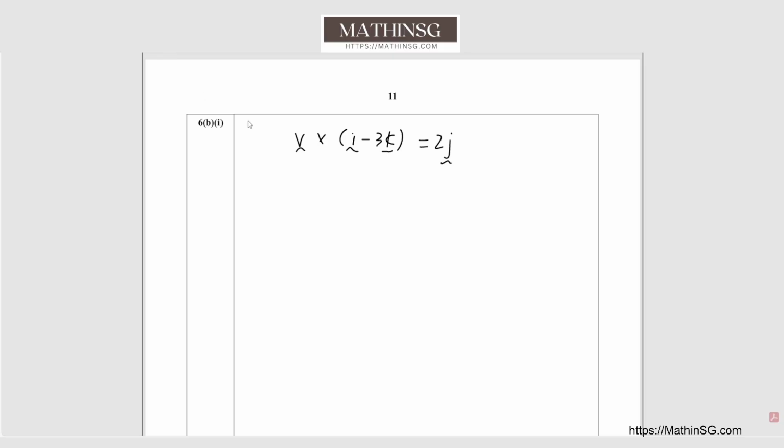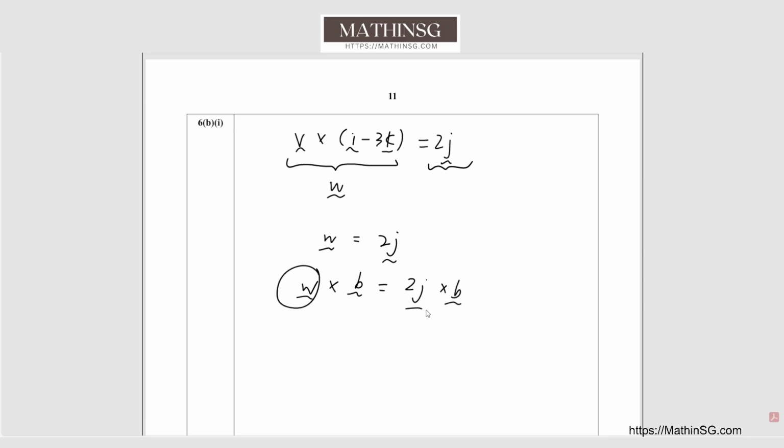Let me call v cross (i minus 3k) as maybe vector w, and this 2j is just 2j. If w is equal to 2j, what happens if I cross w with another vector b? It will also be equal to 2j cross b, because w and 2j are equal. If I cross them with another same vector, you'll get the same thing for the cross product. So this is what we are going to do.